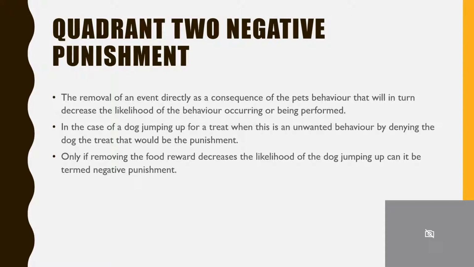Quadrant 2, negative punishment. The removal of an event directly as a consequence of the pet's behaviour that will in turn decrease the likelihood of the behaviour occurring or being performed. In the case of a dog jumping up for a treat, when this is an unwanted behaviour, denying the dog the treat would be the punishment. Only if removing the food reward decreases the likelihood of the dog jumping up can it be termed negative punishment.